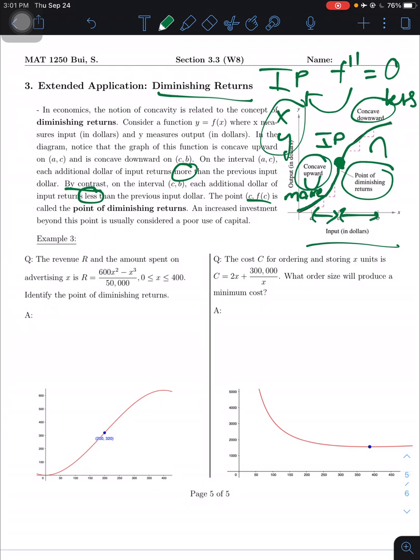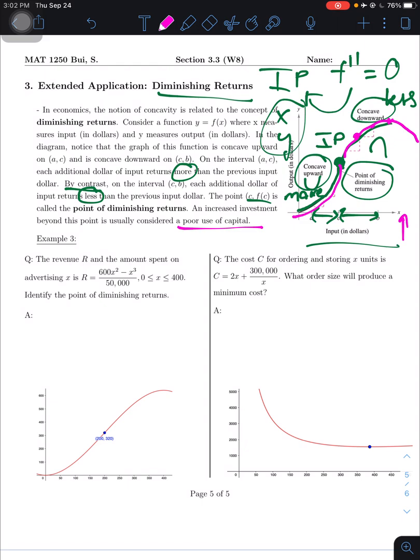So what does that mean? If you invest too much into your business and it keeps going down, say, let me put it in pink, this is the input. If you invest more and more money in here, and as you can see, it's going down, it's not a good investment. That's why it's a poor use of capital. It means your money is not wisely used. If I were you, I'm going to stay underneath the inflection point. I'm not going to try to go over the inflection point to earn more value.